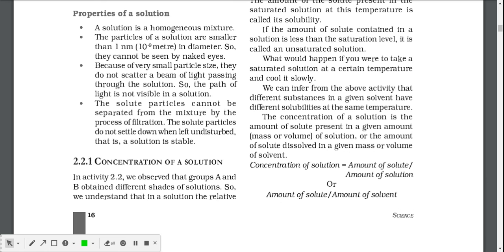Okay. Next is, the solution particles cannot be separated from the mixture by the process of filtration. The solute particles cannot be separated, meaning we cannot separate solute from the mixture by filtration or normal physical processes. The solute particles do not settle down when left undisturbed. That is, a solution is stable. When the solute particles do not settle down, that means they are properly mixed in a uniform composition throughout the solvent, and that kind of solution is known as a stable solution, right?